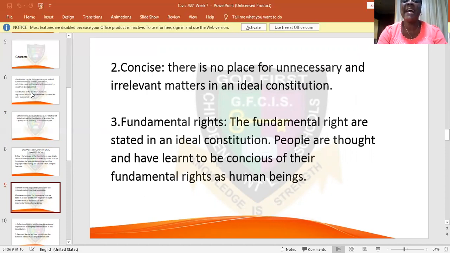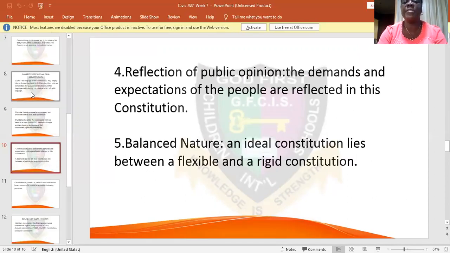Fundamental rights are well stated: rights such as the right to life, the right to own property, the right to education, and so on and so forth. Then, reflection of public opinion is also part of the things that are in the constitution. There is a balanced nature in the constitution. From the types of constitution that we will treat in our next class, we have the rigid and flexible types, of which rigid is static and flexible, you can adjust.